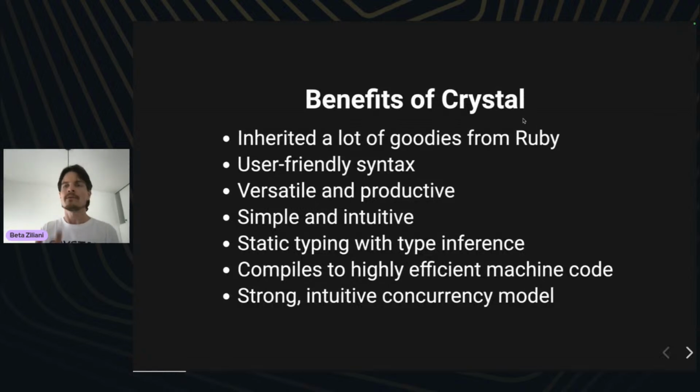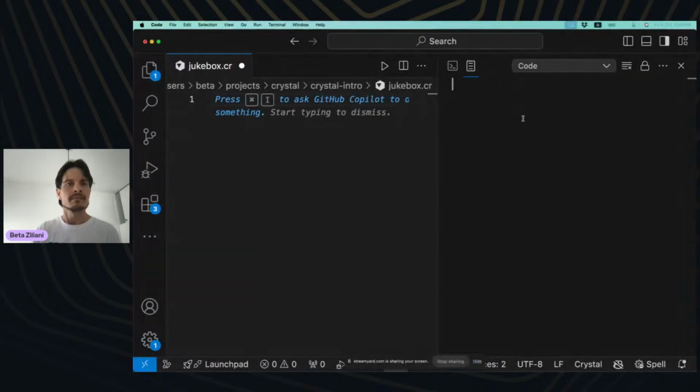So, what does Crystal look like? Let's code a little simple example. I hope you can see my screen and read it. Otherwise, let me know. We are going to code a jukebox. What is a jukebox? A collection of songs. It will be a very simple jukebox because we don't have that much time.